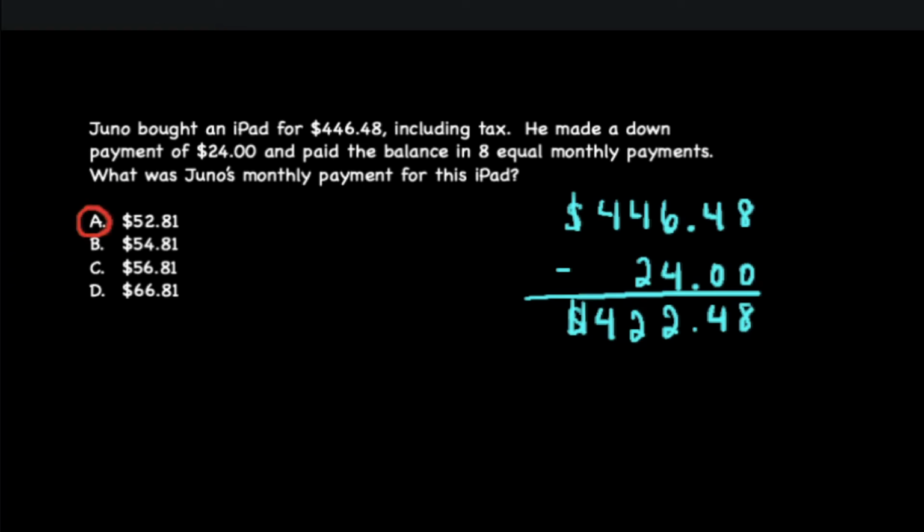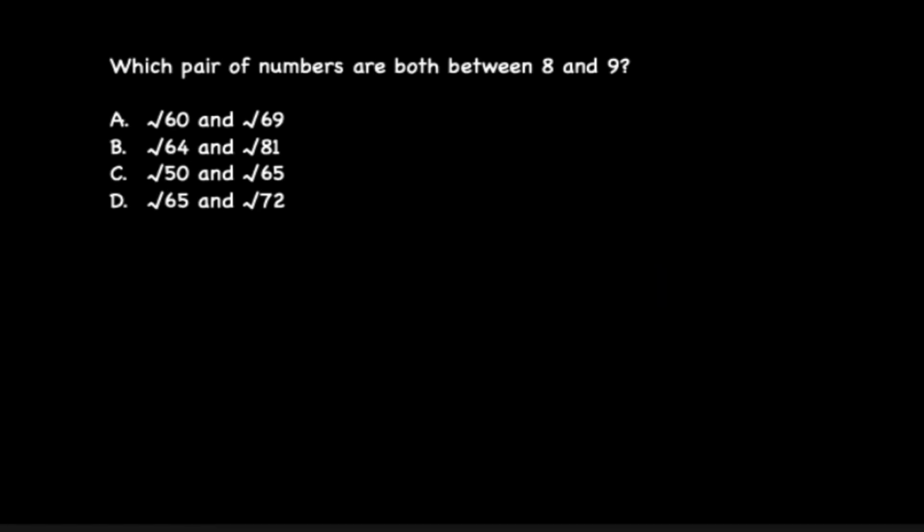Okay, so let's move right along. This question is asking us which pair of numbers are both between 8 and 9. So I'm looking at this keyword right here, between, and I'm looking at our answer choices. I see that I will have to do some approximating, because between is letting us know that there are numbers between 8 and 9. So that means they're going to be decimal numbers. If I look at answer choice A, I have the square root of 60. So I'm thinking to myself, well, the square root of 64 is 8.